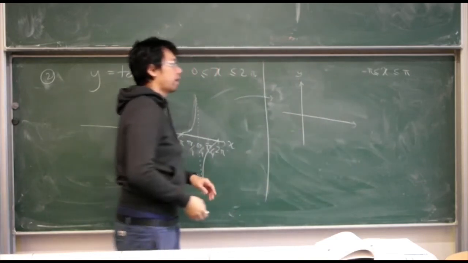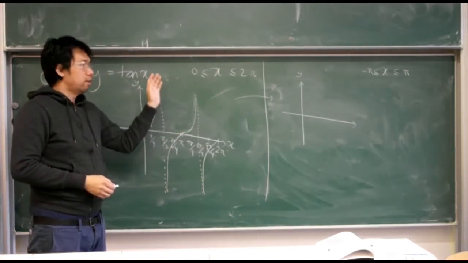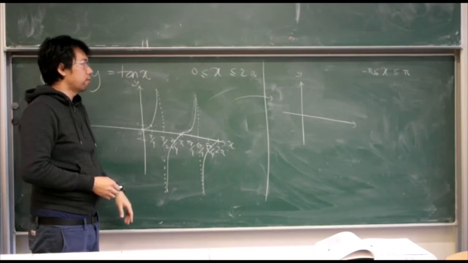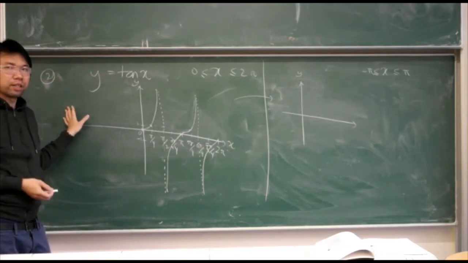So try sketching this graph now, but the domain changes to between minus pi and pi. That will be for your assignment. So please finish that part for your assignment. Any question up to here, please put it in the WhatsApp comment.